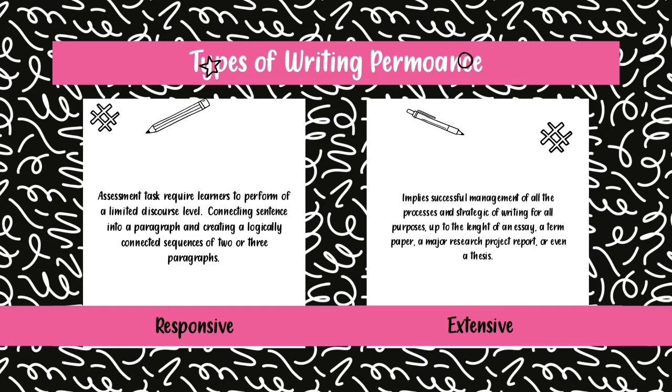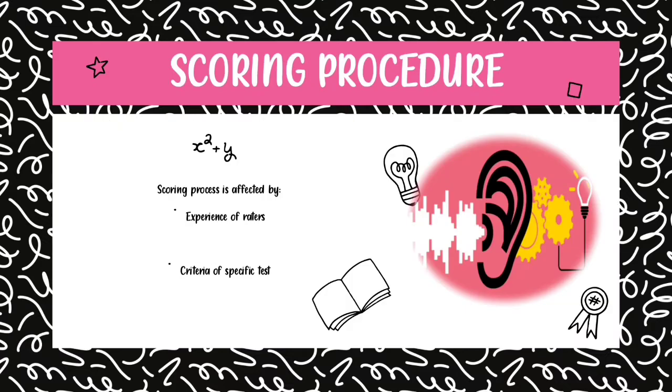The fourth one is extensive. Extensive is actually a continuation of responsive tasks. Extensive tasks are related to the final product of writing. Extensive implies successful management of all the processes and strategies of writing for all purposes, up to the length of an essay, a term paper, a major research project report, or even a thesis. Let's move to the last point.